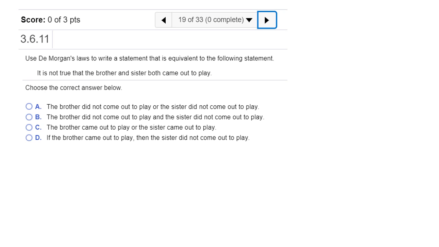Now, to use De Morgan's law, remember De Morgan's law changes and to or and vice versa when you have negation. Notice that I do have negation here, and I have an and. So that would be not (P and Q). We would rewrite that as not P or not Q.